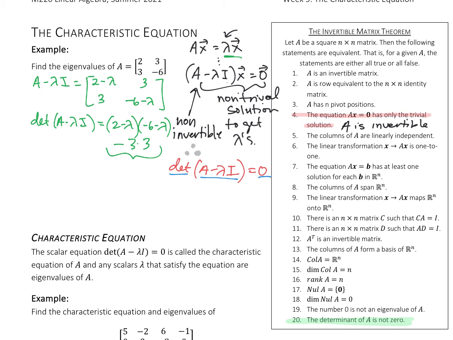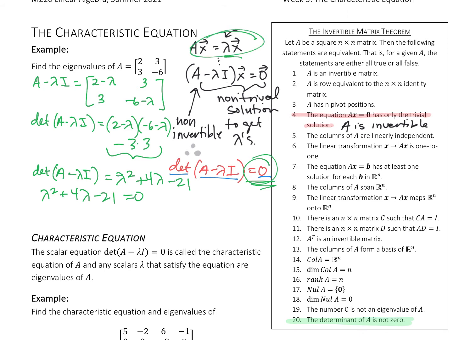If you multiply this out, we find that the determinant of A minus lambda I is equal to lambda squared plus 4 lambda minus 21. And we're going to set this equal to 0. So lambda squared plus 4 lambda minus 21, we set it equal to 0 because that makes my matrix not invertible, which makes this possible.